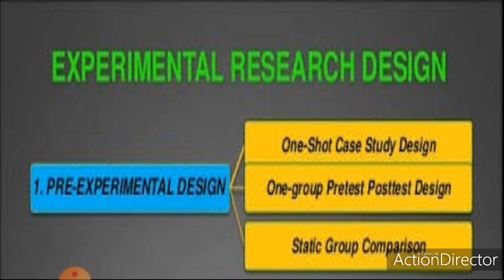Now the last one is static group comparison design. Here researchers select two groups, that is a control group and an experimental group. The experimental group gets treatment, but the control group doesn't get any treatment. So the researcher gives treatment to the experimental group. After this group gets treatment, all groups are post-tested. So these are all about what is pre-experimental design and the classification of pre-experimental design.